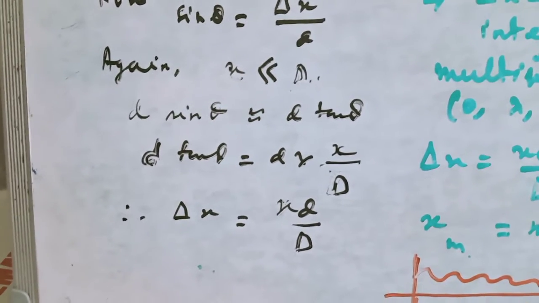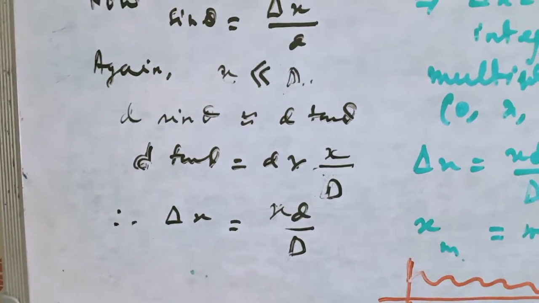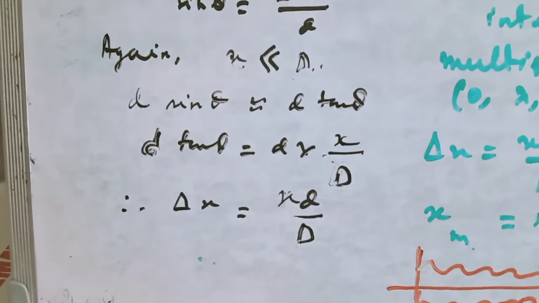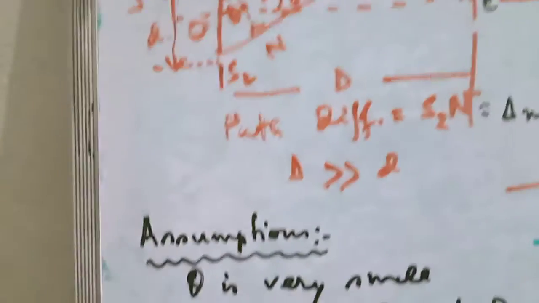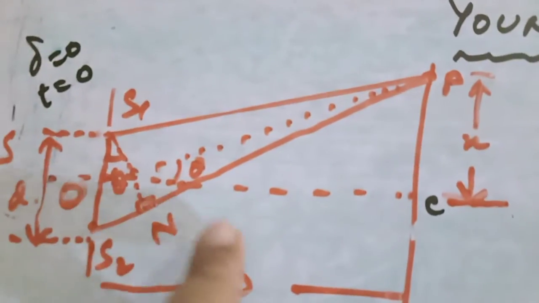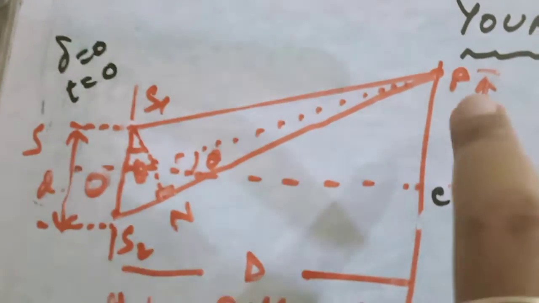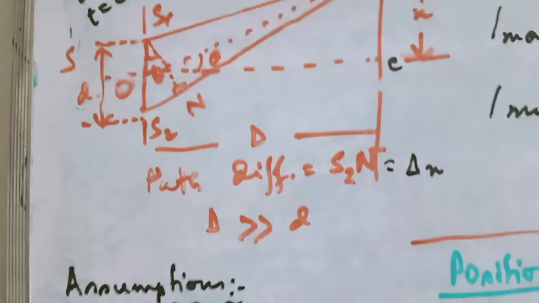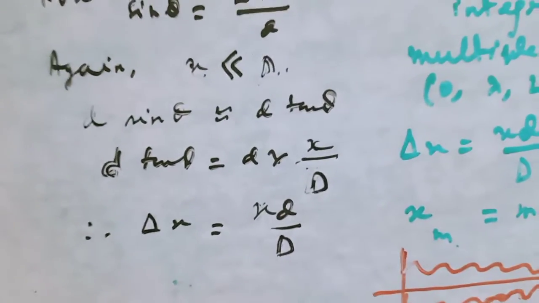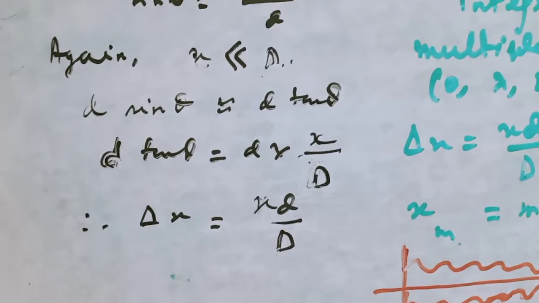Now from trigonometry, we may say that tan theta is equal to x by D. In this right angle triangle with angle theta, the altitude is x and the base is D. So tan theta is equal to x by D, and we may write d tan theta is equal to d into x by capital D.